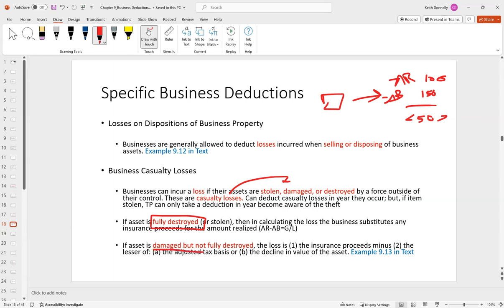That gives us one treatment. Or is it damaged but not fully destroyed? So maybe our car got hit in a hailstorm, it's damaged, but we can still fix it and live with it. Well, the treatment here differs. If it's fully destroyed, you're going to calculate your loss using any insurance proceeds as the amount realized. So in other words, you'll back out your basis, but whatever the insurance company gives you, that's going to be your amount realized there. If it's damaged but not fully destroyed, the amount of loss is going to be what you get from the insurance proceeds minus the lesser of the adjusted basis or the decline in value.